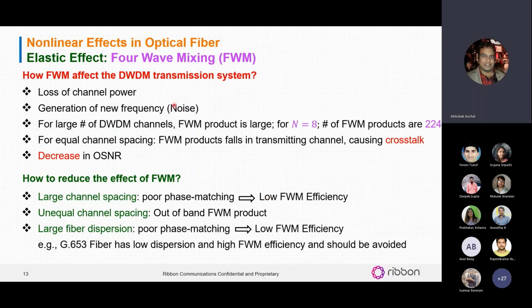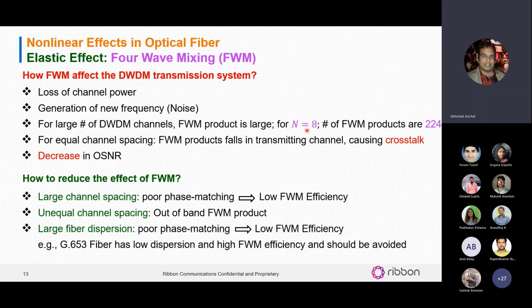So how does four-wave mixing affect the DWDM transmission system? First is loss of channel power. Channel power is transferred from one channel to another channel, or creating a new product. It creates a new frequency, which acts as noise. And then if we have a large number of DWDM channels, which is usually our case, it can create a huge number of four-wave mixing products. It varies almost exponentially.